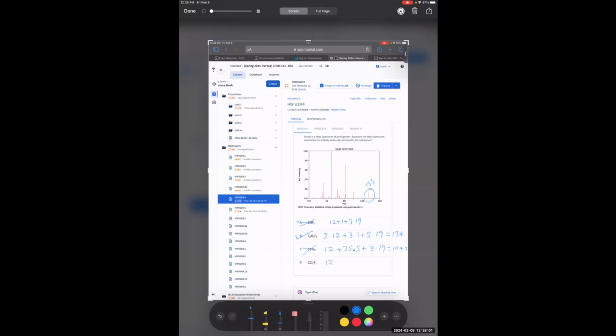And lastly, we have 12 plus 2, it's not 3, it is 2. 2 times 35.5, 2 chlorines, and then 2 times 19 for the fluorines. If you add this up, 12 plus 71 plus 38, you're going to get 121, something close to that, which is not 135. Okay, so the other one is the closest to our answer.